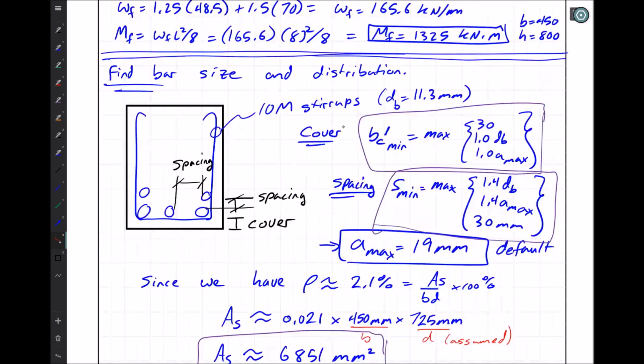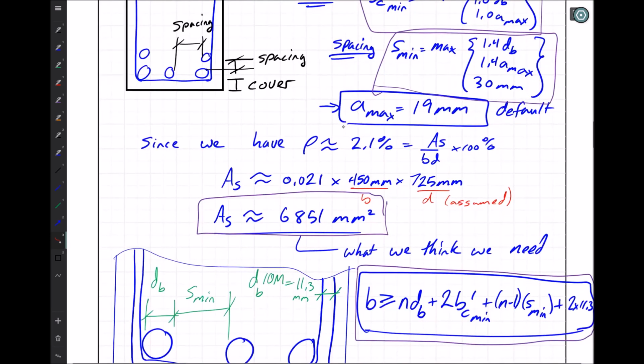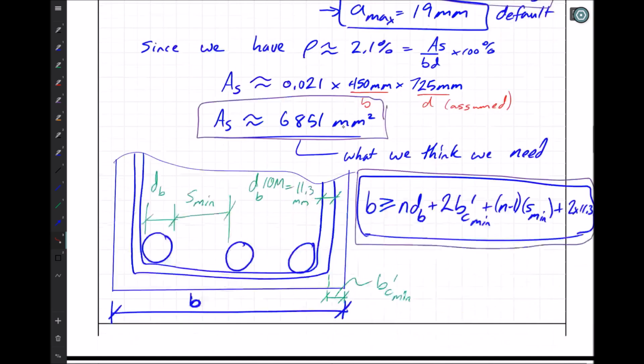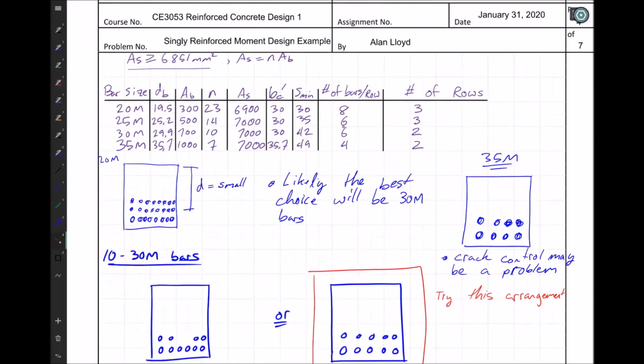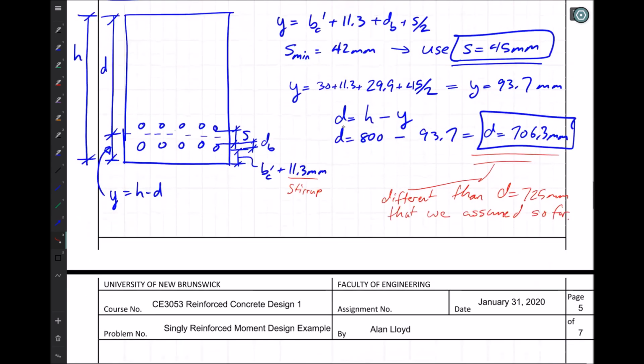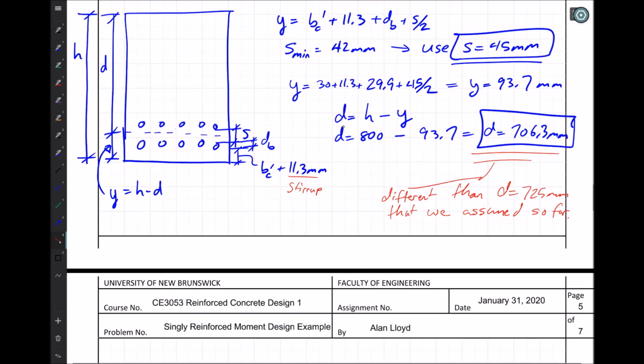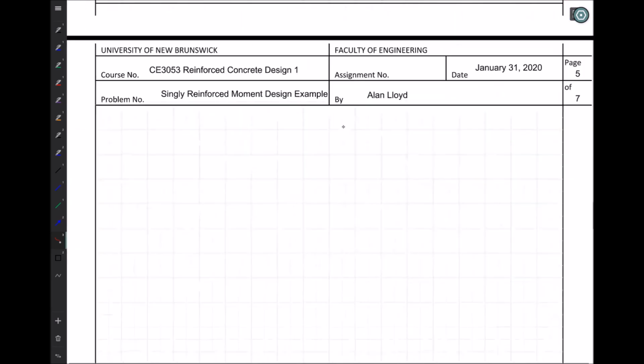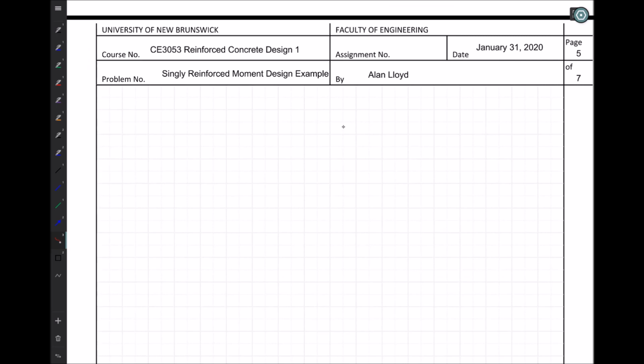But from that calculation, when we did this rho calculation here, we needed 725 times 450 times our assumed 2.1%, which is 6,851 square millimeters at 725 millimeters depth. But what we end up putting in there is 10 bars, giving us 7,000 square millimeters, which is more than 6,851. So we have a smaller value of D, but a larger value of A_s. So it might work. We're going to hope it does, and if it doesn't, we're going to have to adjust our design a little bit. We aren't going to go backwards and fix anything yet, though.